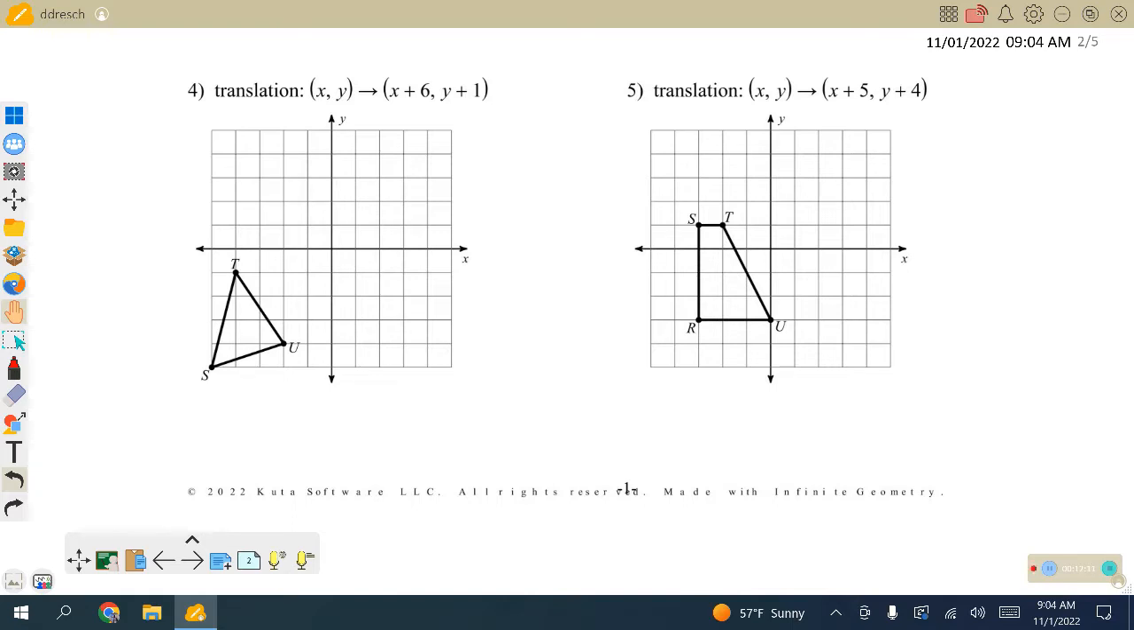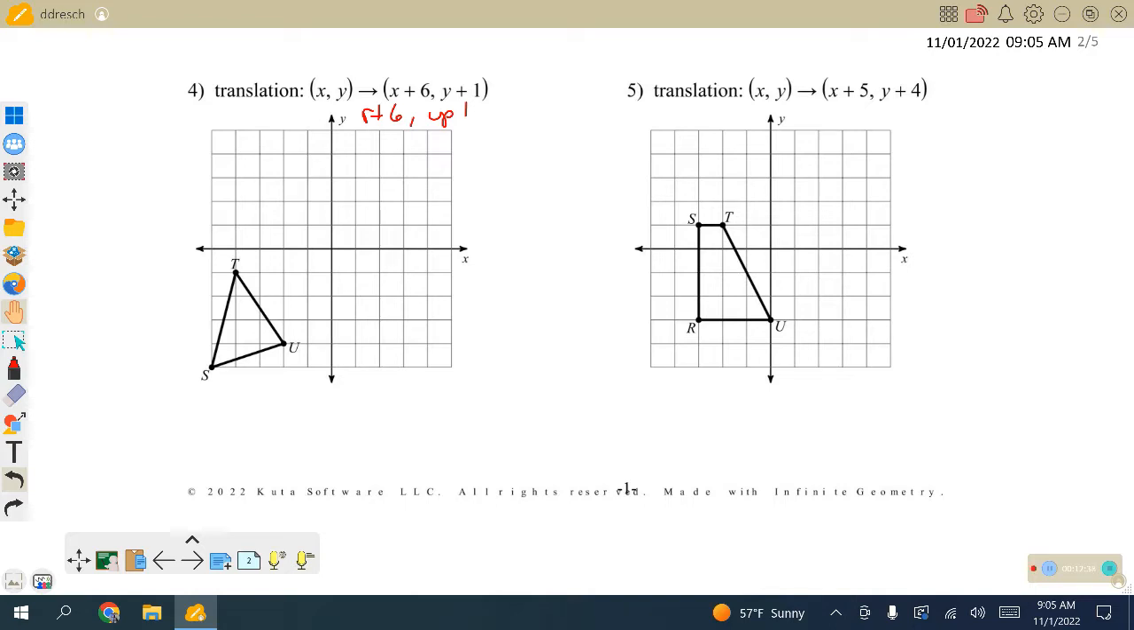Yeah, don't overthink it. If it said x minus 6, what would we do instead? Left. Yeah, and if we said y minus 1, we would go down. Don't overthink it. It's exactly what Meadow said there. Take that pre-image and go, what did we just say? Right 6 and up 1. Don't overthink that, okay?